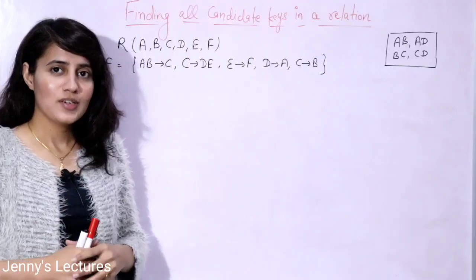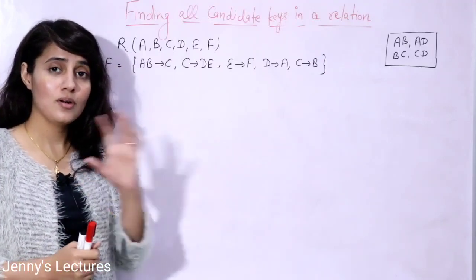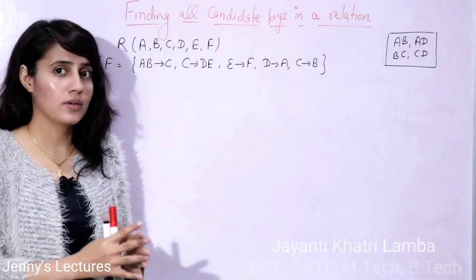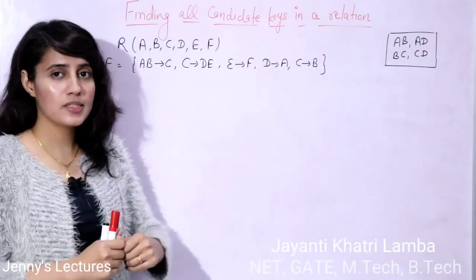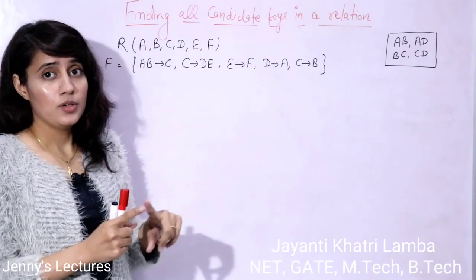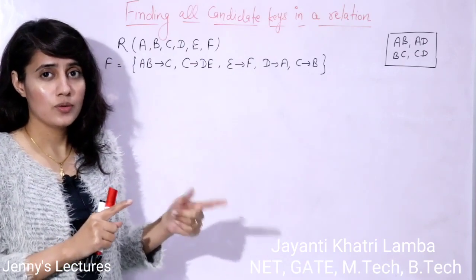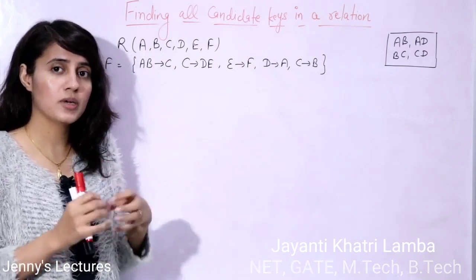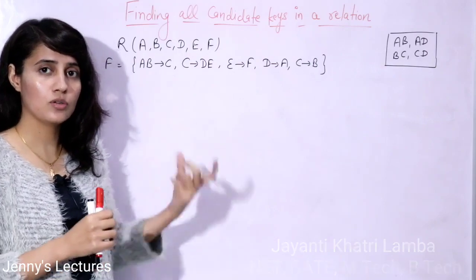So in the previous video we discussed how to find all the candidate keys from a given relation with the help of a short trick. There we took a simple example and discussed that method. Now I gave you one question in the last video: you have to tell me the number of candidate keys present in the given relation, and what those keys are.